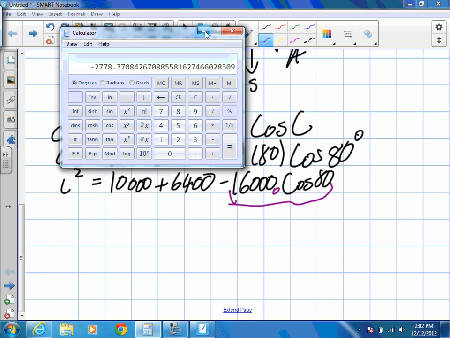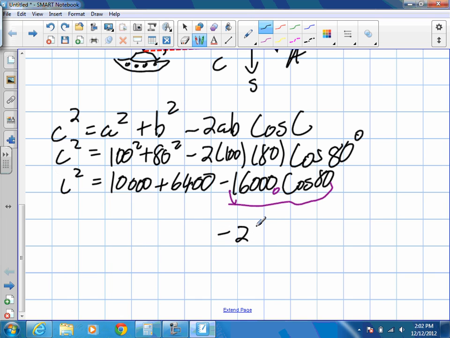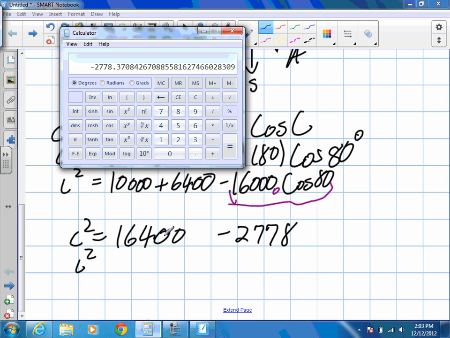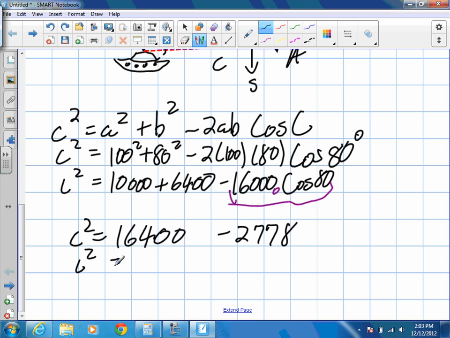2,778, we'll round it to negative 2,780. What is 10,000 plus 6,400? Good, 16,400. We're going to subtract these two values. 16,400 subtract 2,780 is 13,622. What do I got to do to get the actual measurement? Yeah, we're going to root these. C is going to be equal to 116.7.